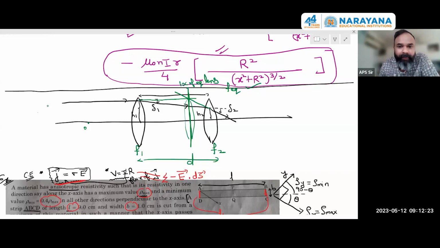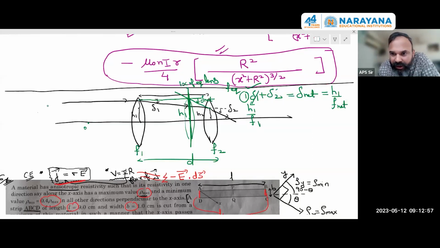So let me just derive it. Observe carefully: this deviation is delta 1 plus delta 2. This is delta 1, this is delta 2. This exterior angle is the sum of these two interior angles. And luckily, the location where it hits is again H1. So I'll call this delta net, and delta net is delta 1 plus delta 2. What can I write? This is H1 upon F net. Delta 1 is H1 upon F1. Delta 2 is H2 upon F2.